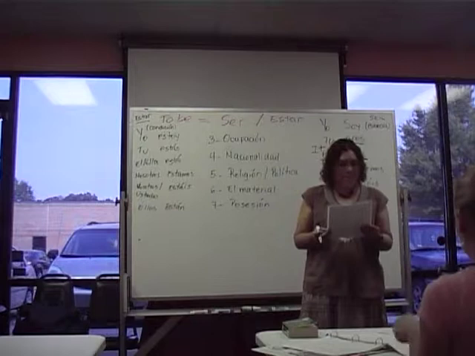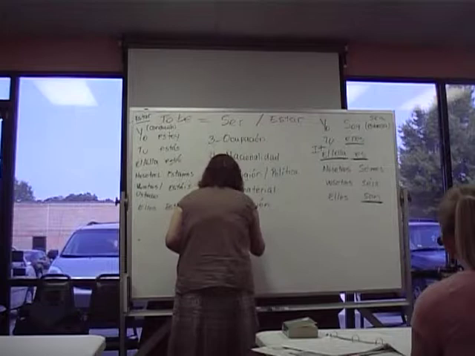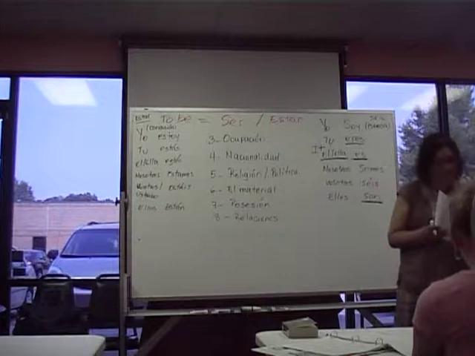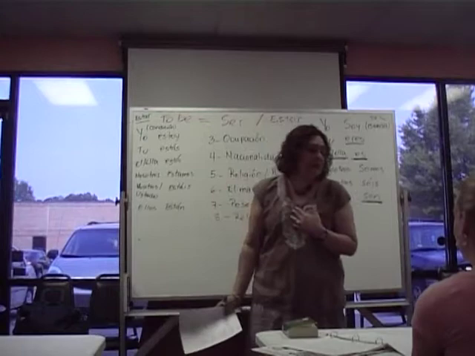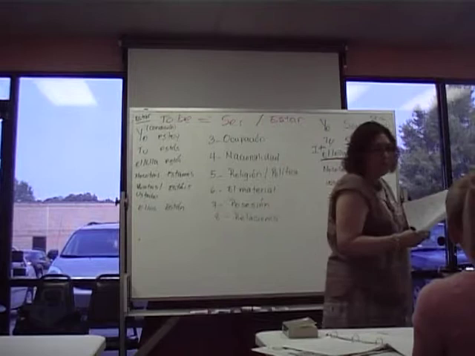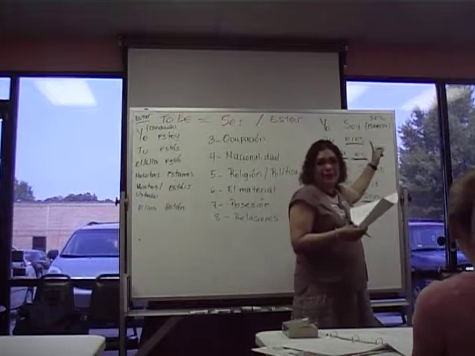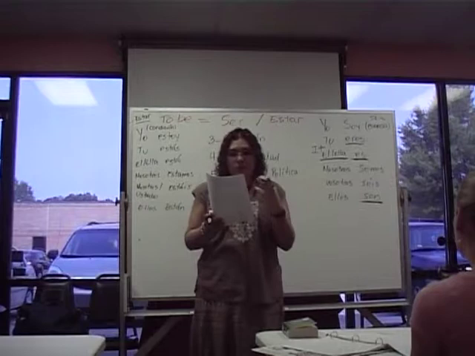SER is used to express the relationship of one person to another. ¿Quién es Rogelio? Who is Roger? Es el esposo de Marta. He's Marta's husband. ¿Quién es Rogelio? Es el esposo de Marta. ¿Quién es Juan? Es el esposo de Jenny. That's perfectly correct. See? That is the right answer. That is the right use of the verb. ¿Quién es Miguel? Es el pastor de Capilla Esperanza. See? He's the pastor of Capilla Esperanza. When you are asking for relationship of one person to another.